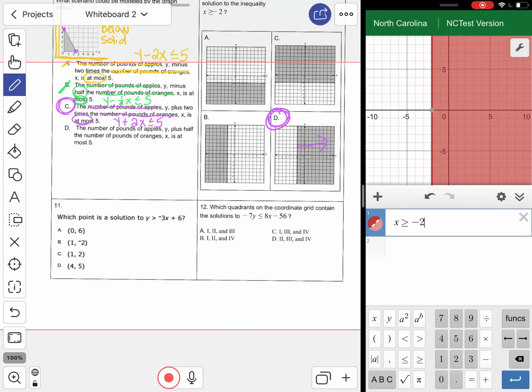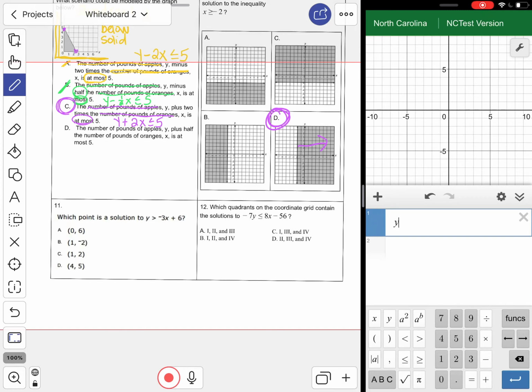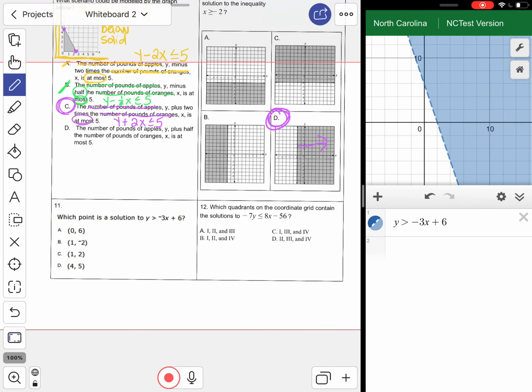Now, I am going to do this one just a tad bit different for number 11. I'm going to show you how to do it in Desmos, and I'm going to show you how to check it by plugging in your values. So I'm going to start by saying if I graph it in Desmos and I have y is greater than or equal to -3x plus 6. Okay, so a solution is a point in the shaded region.